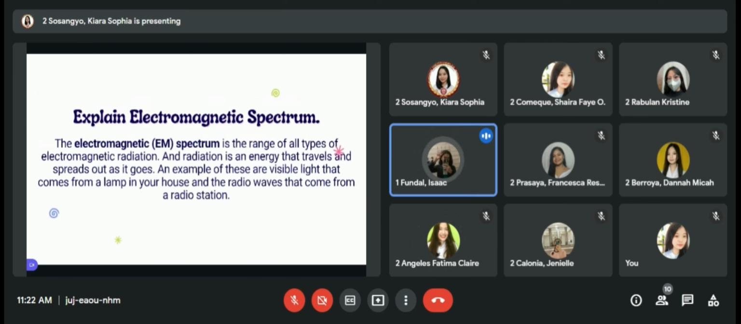Explain the electromagnetic spectrum. The electromagnetic or EM spectrum is the range of all types of EM radiation, and radiation is an energy that travels and spreads out as it goes. Examples of these are visible light that comes from a lamp in your house and the radio waves that come from a radio station.